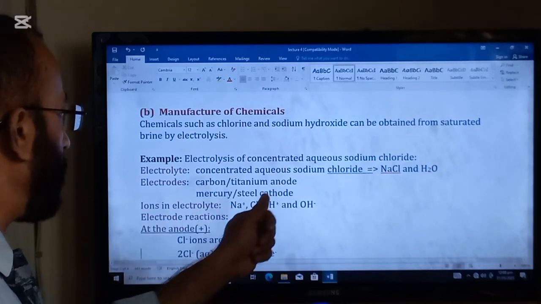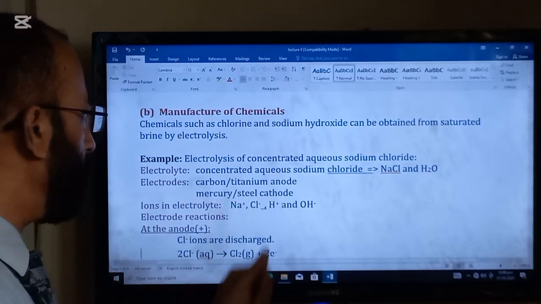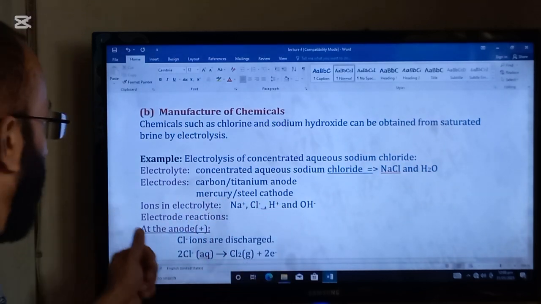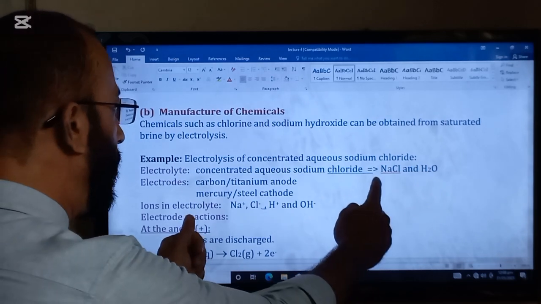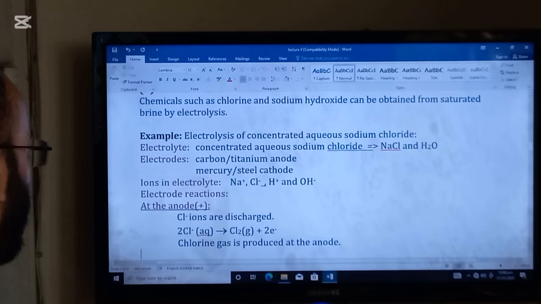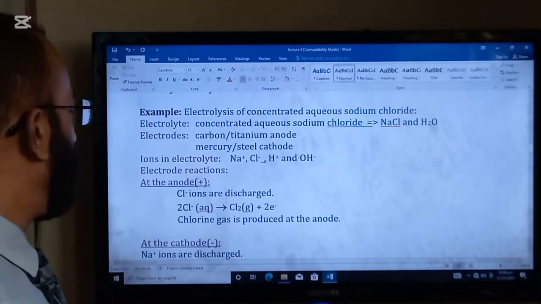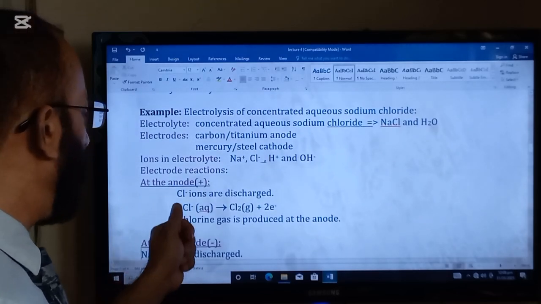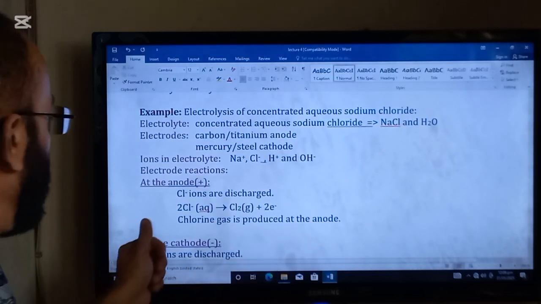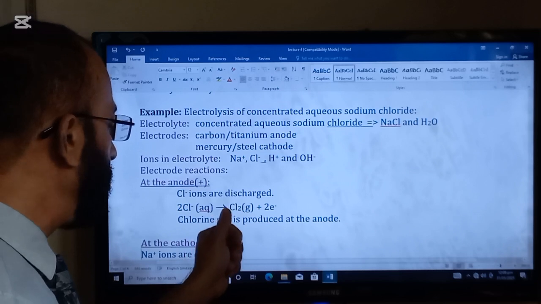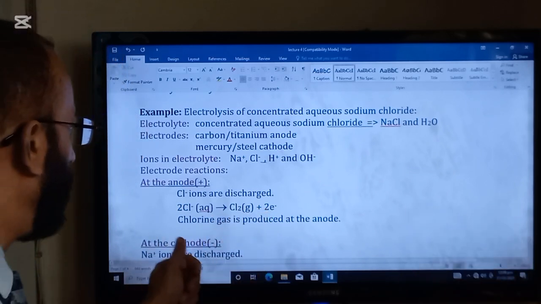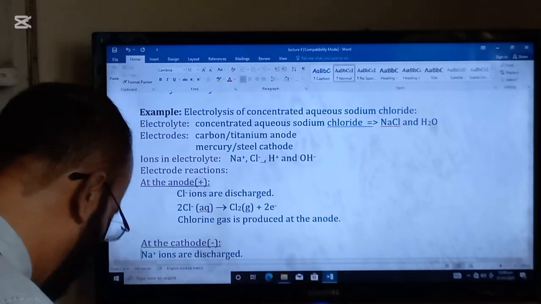Electrodes used in the process are carbon titanium anode and mercury steel cathode. Ions in the electrolyte are Na+, Cl-, H+ and OH-. Electrode reactions at the anode: chloride ions are discharged and the reaction is 2Cl- forms Cl2 plus 2 electrons. Chlorine gas is produced at the anode.